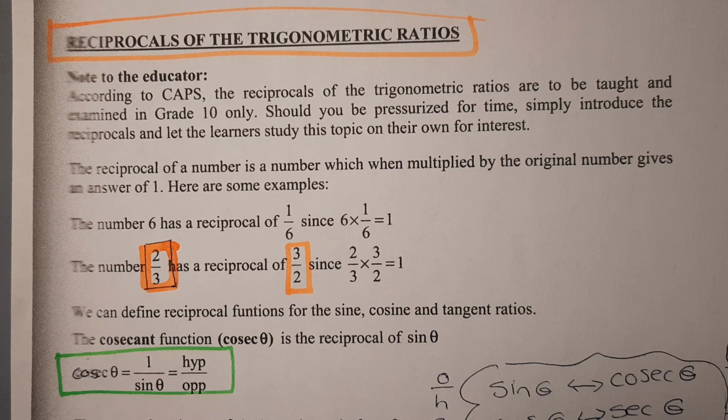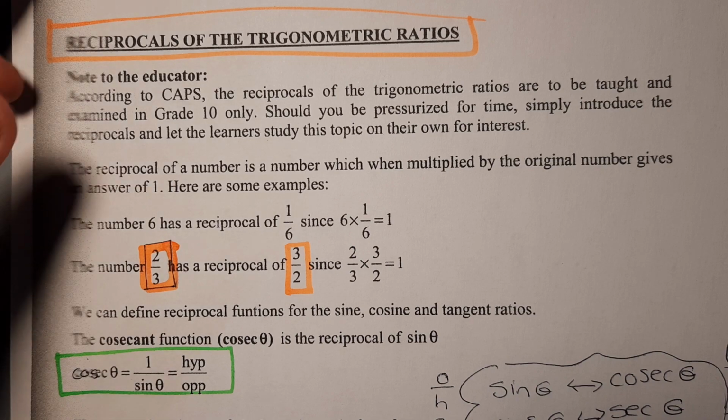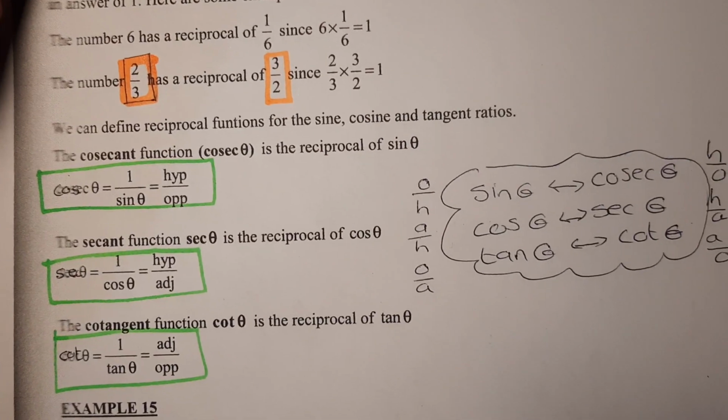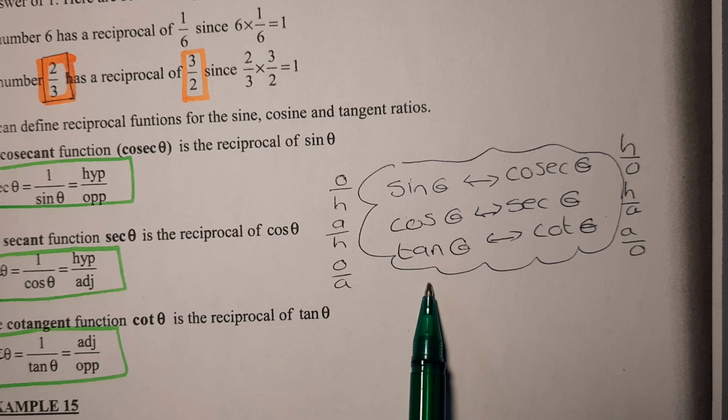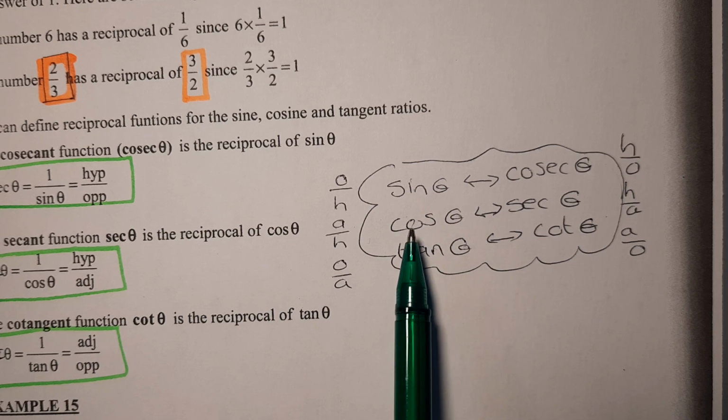Today we are going to look at the reciprocals of the trig ratios. What is a ratio? Initially we had three: sine theta, cos theta, and tan theta. And what is a trig ratio? Trigonometry is the relationship between sides and angles.